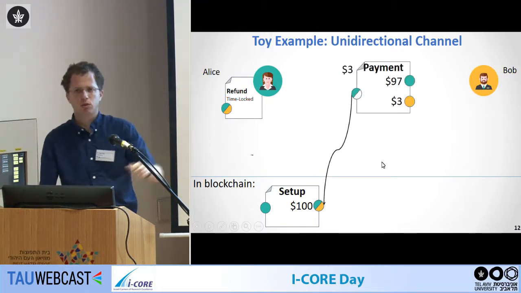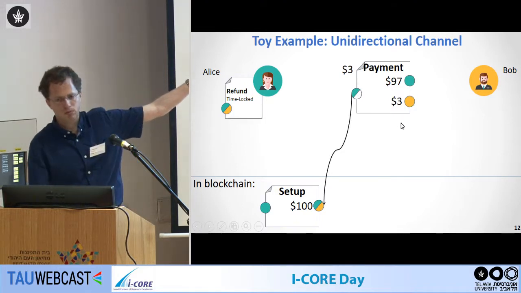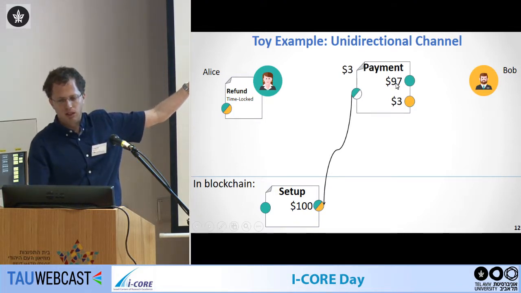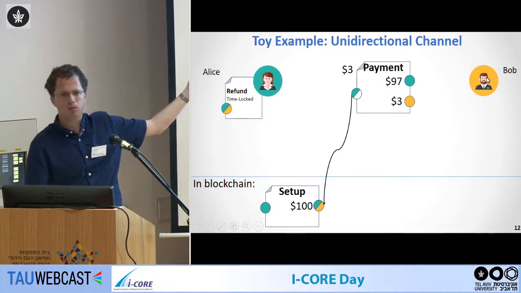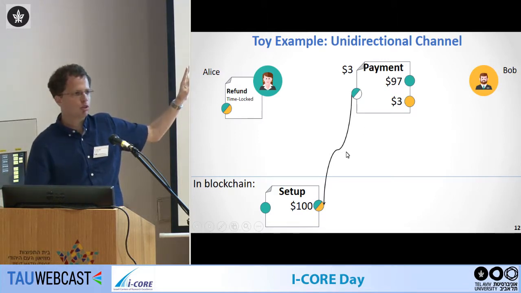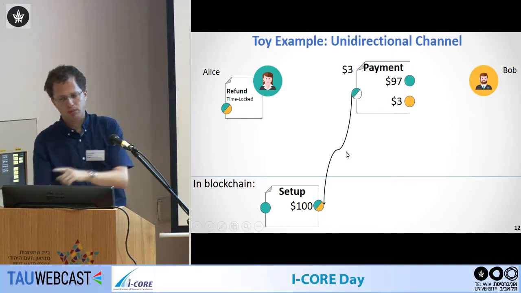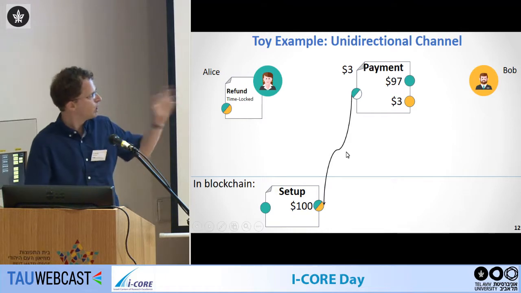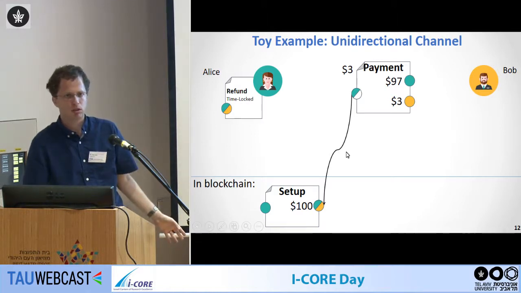Now Alice wants to pay $3 to Bob. Alice generates a payment transaction that pays $97 back to herself and $3 to Bob. But here we need two signatures, right? Not one. And Alice can only produce one signature. So this is the information that she sends to Bob. And once Bob receives this transaction, he can choose to take it and place it on the blockchain, adding his own signature, which only he can do, and then get his $3.